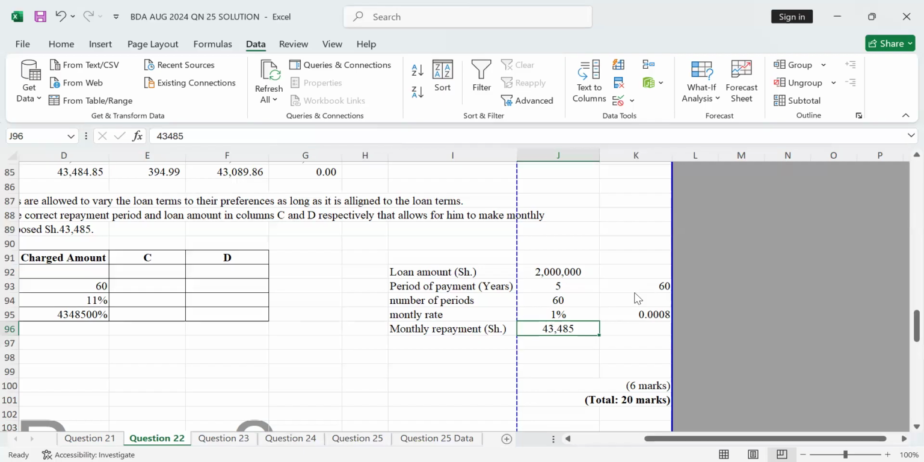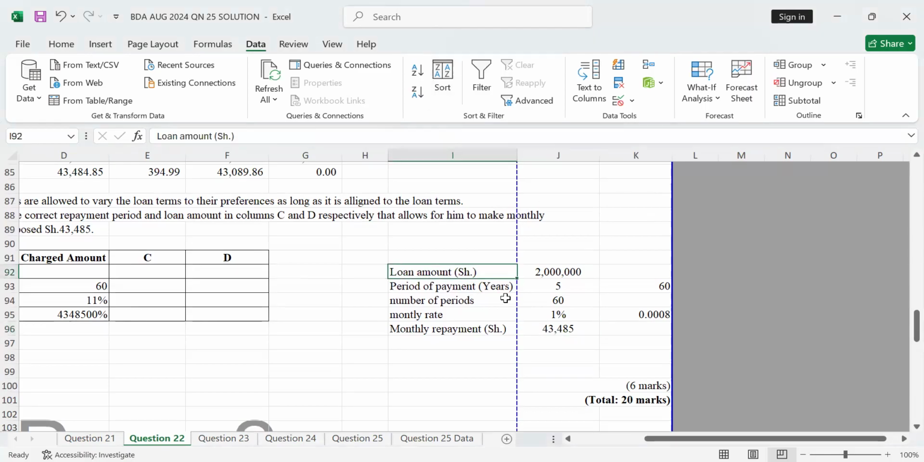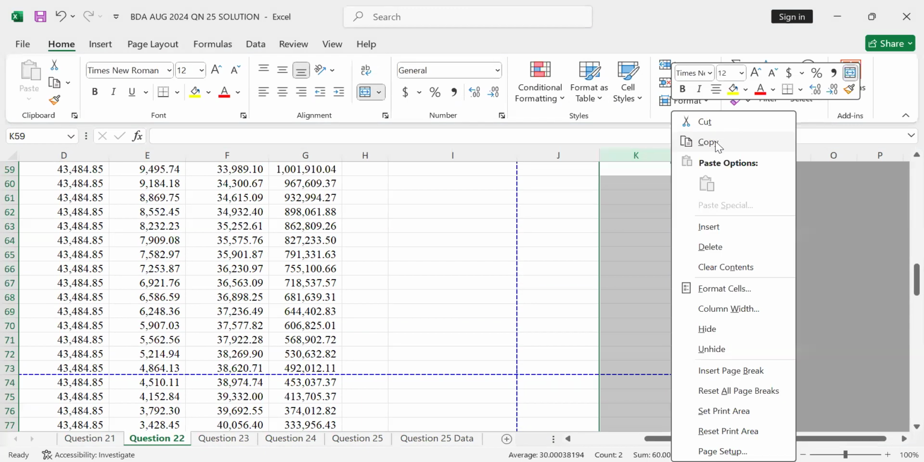Have the information, this information up to this point. So that now we do. Just copy this data. Ensure you have that data. Ensure you have this data.